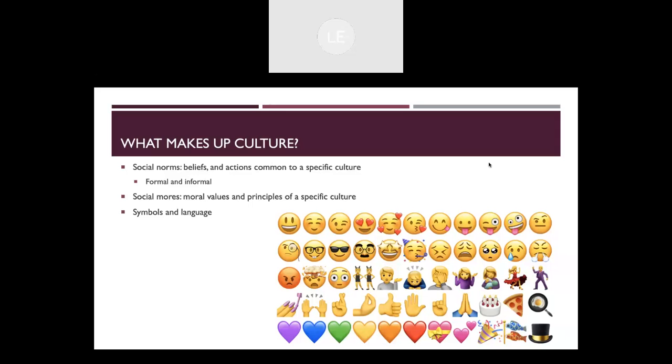So, for example, in the US, there is a big moral value about being patriotic. There are determined ways of how you should be patriotic. And when you break those social mores, like kneeling during the Pledge of Allegiance, it creates a lot of uproar and frustration. Also, part of culture are the symbols and language. So, when we use emojis or we see road signs, those are something that most people in the United States culture are able to recognize, and we understand the meanings involved. This is similar with the language. We all have a shared language.